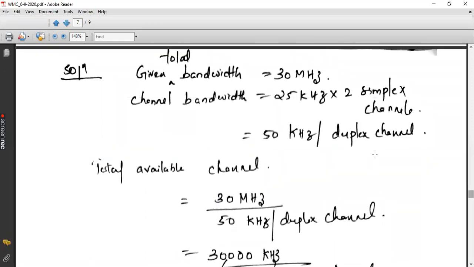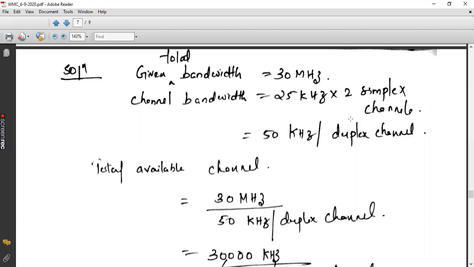I will repeat. The total bandwidth that you have is 30 megahertz. These 30 megahertz you need to distribute to a few channels. As far as the question is concerned, you have 25 kilohertz for one simplex channel. Okay, so we need to multiply this by 2 to get the bandwidth allocated to one duplex channel. So 25 into 2 is 50 kilohertz allocated to one duplex channel.